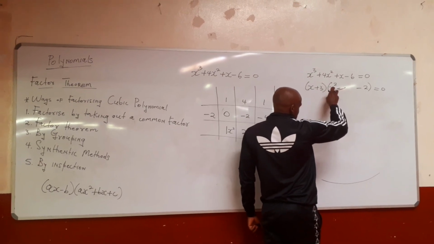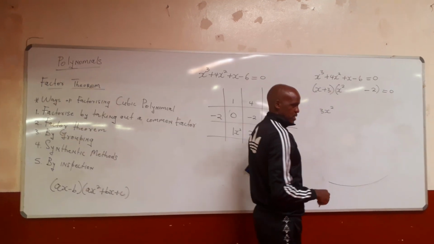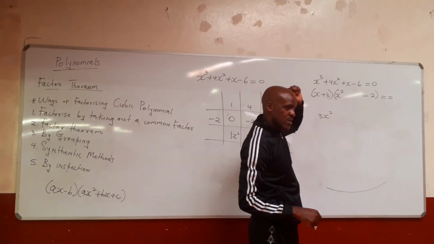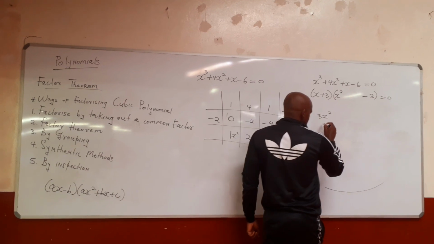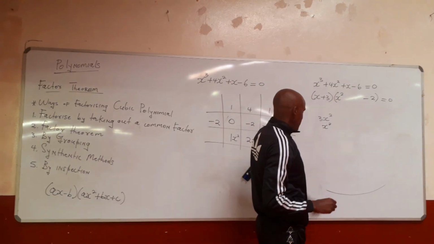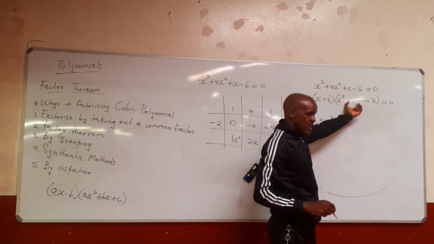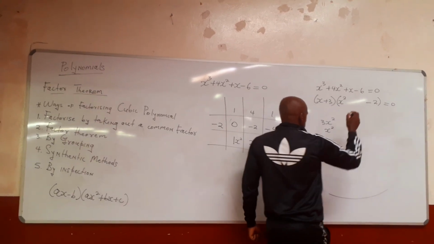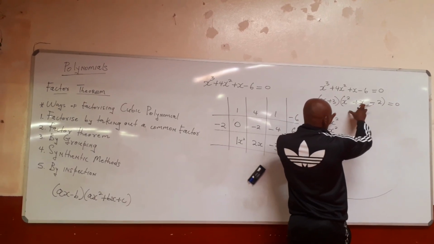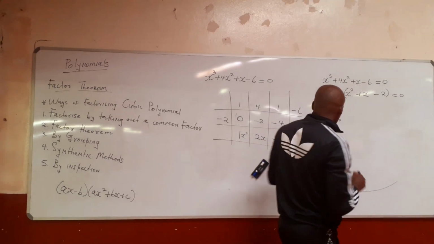3 times x squared, that is 3x squared. So from 3x squared to 4x squared, we need to add x squared, right? But the only missing term here is the middle term of the quadratic. So we say plus x, so that we are going to have x times x to give us x squared, plus 3x to find that 4x.